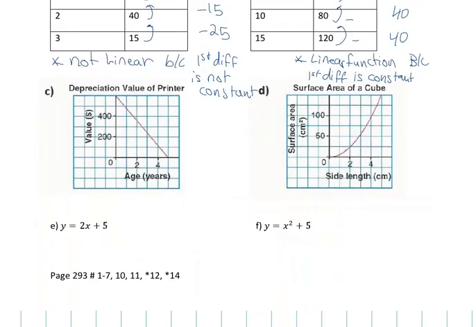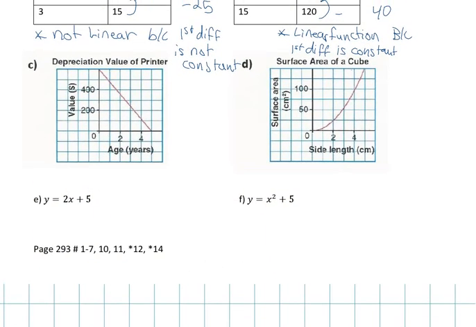So look at the first graph here. It's the depreciation value of a printer. So when you buy a printer, every year it's going to go down by the same amount, by the same value. This is what the graph says, right? We see that this is a straight line, so we can say right away this is a linear function, because it's a straight line.